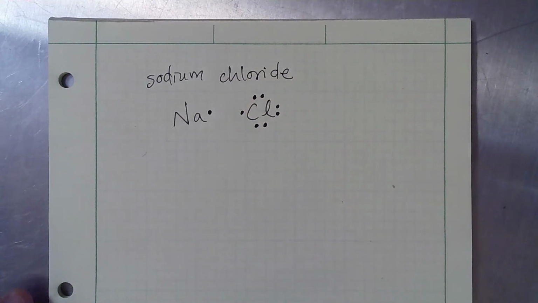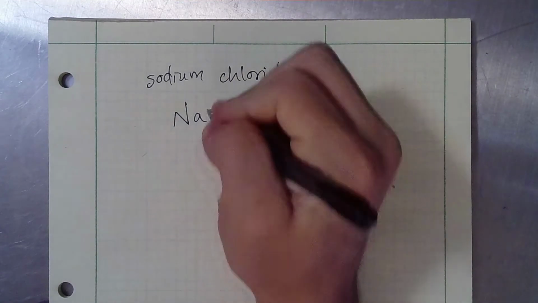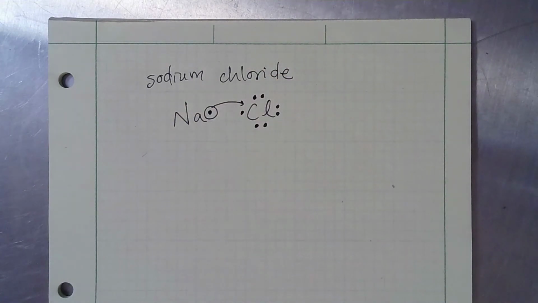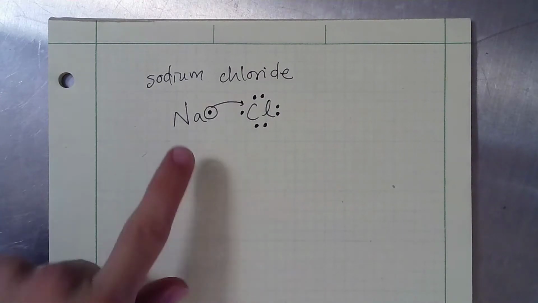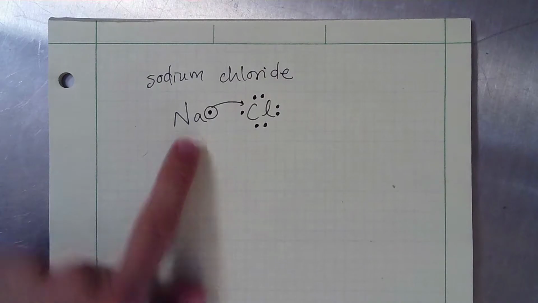So what happens here is chlorine steals the electron away from sodium. I'm going to represent that by circling the electron and drawing an arrow, moving it over to chlorine. By doing that, chlorine gets 8 valence electrons, which, like I said, is something desirable for most elements. And what you may not realize yet, sodium also is getting 8 valence electrons. Let me show you how.